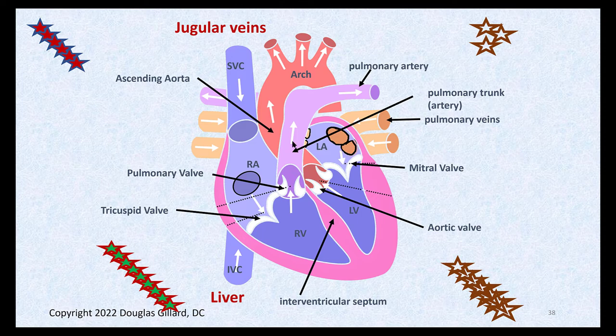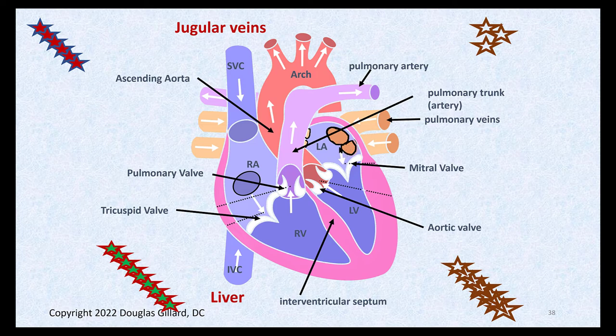So blood goes up the pulmonary trunk. Sometimes in pathology this is called just the pulmonary artery, not a right, not a left, just the pulmonary artery. And then it splits into a right and left pulmonary artery, goes into the lungs, drops off CO2, picks up oxygen, comes back via four pipes, the superior and inferior pulmonary veins, and dumps into the left atrium.